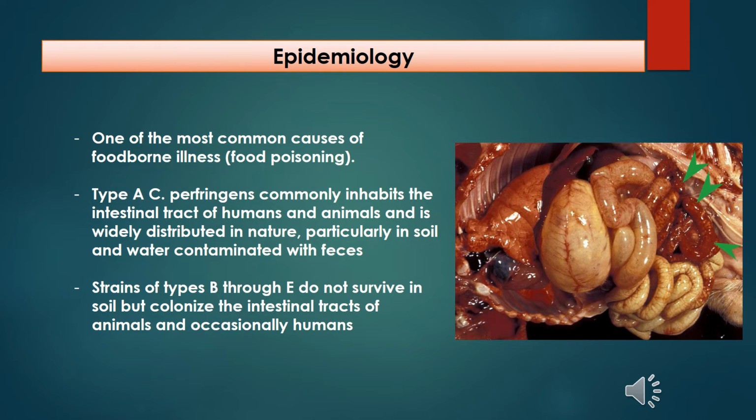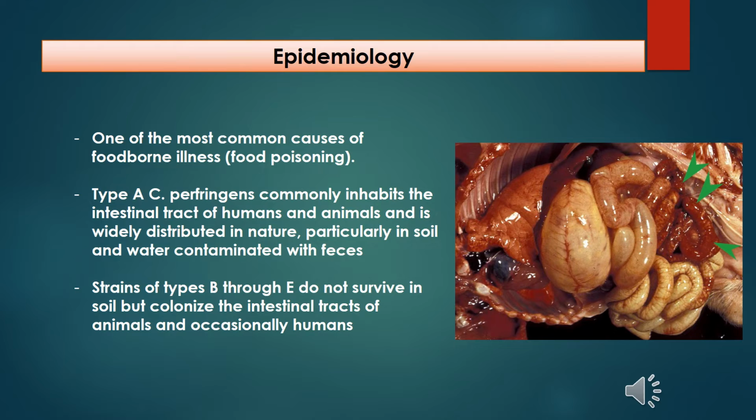So we are now on the epidemiology. The Clostridium perfringens bacteria are one of the most common causes of foodborne illness, or food poisoning. The CDC, or the Centers for Disease Control and Prevention, estimates that these bacteria cause nearly 1 million illnesses in the United States every year. Local, state, and territorial health departments voluntarily report Clostridium perfringens outbreaks to the United States.